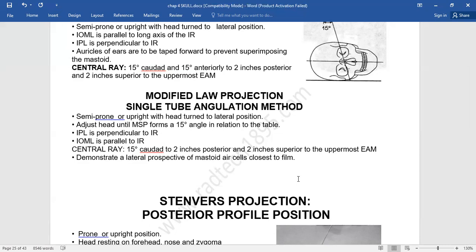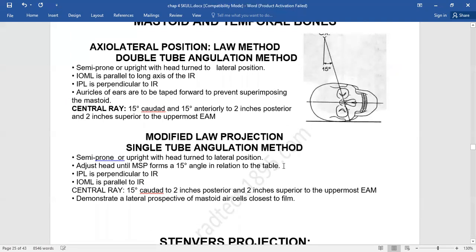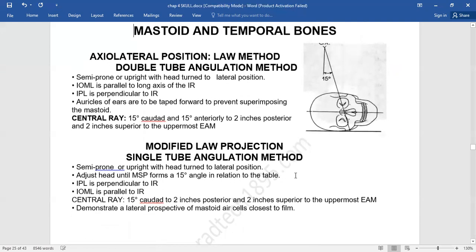Again, when we say air cells, this is the other term for sinuses. So, pinagkaiba ng single tube and double tube angulation ng law method is that, again, sa double angulation, 15 degrees caudad, 15 degrees anterior. Sa single tube naman, sa modified law, 15 degrees caudad lang. That is for the mastoid and temporal bone.